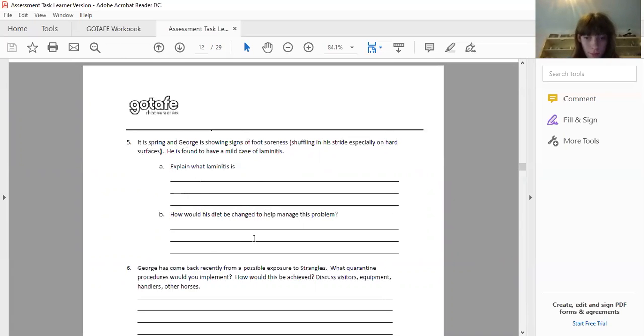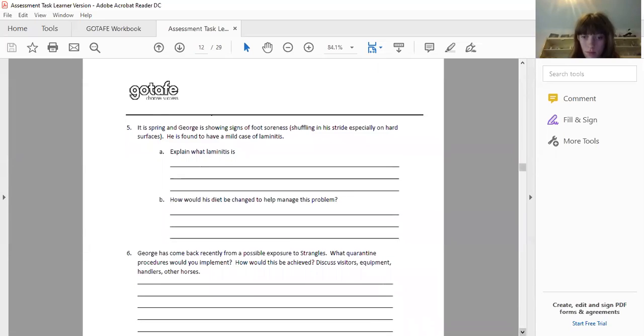How would his diet be changed to help manage this problem? So what could we do in regards to what he's getting fed to help us to manage this issue of laminitis and how it can be caused?